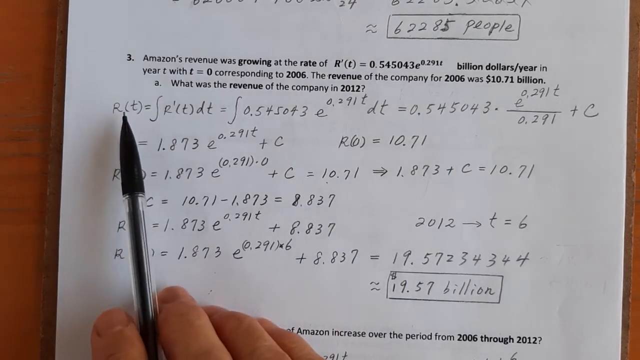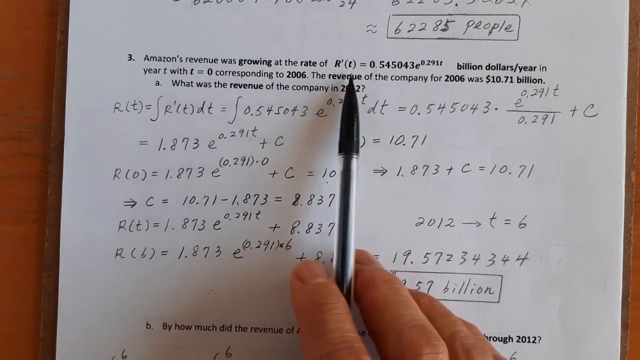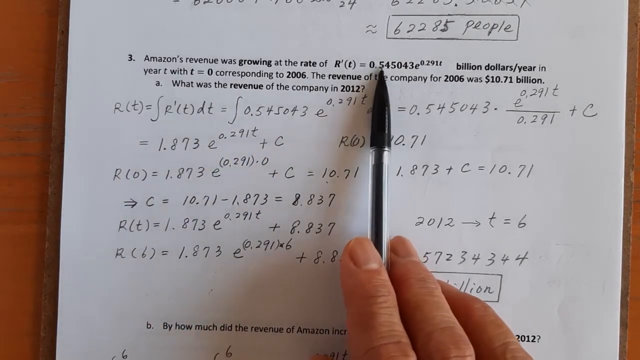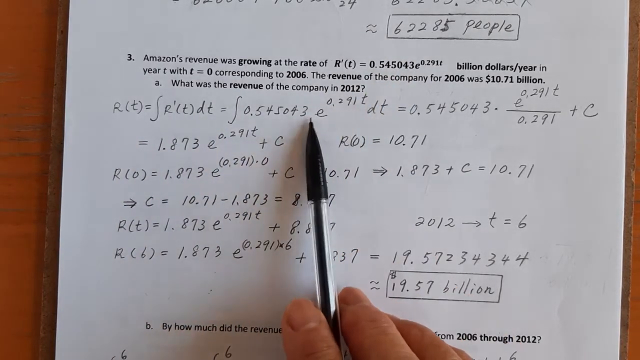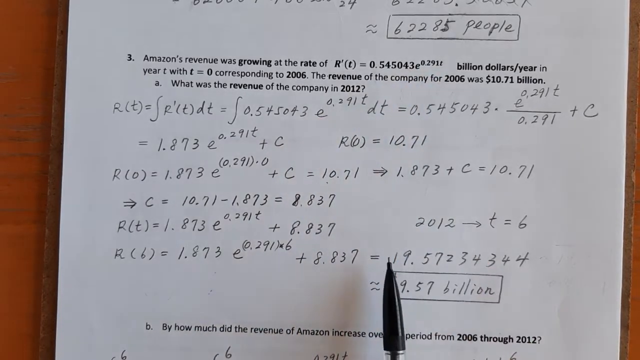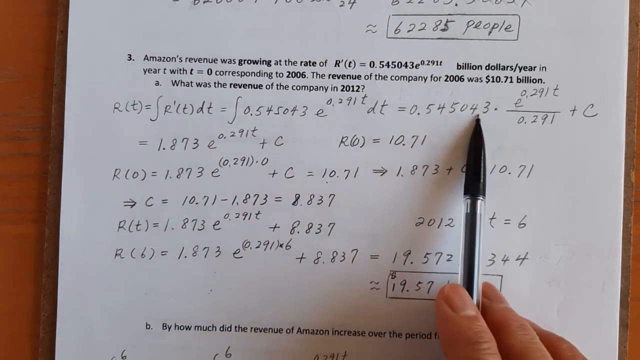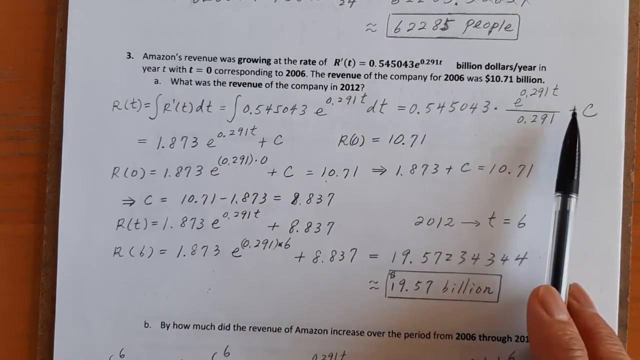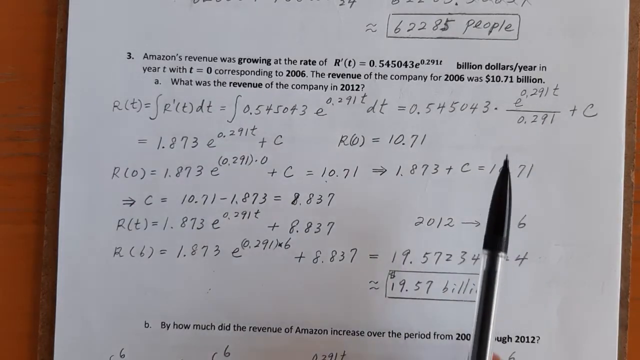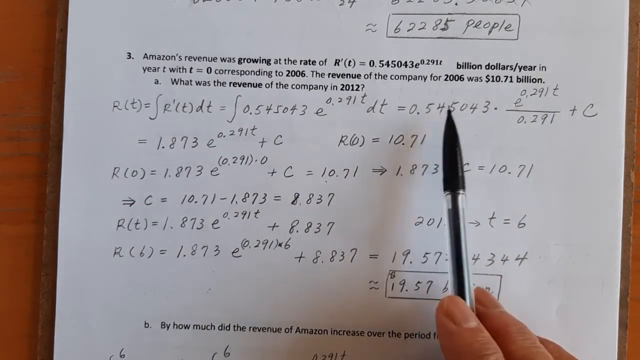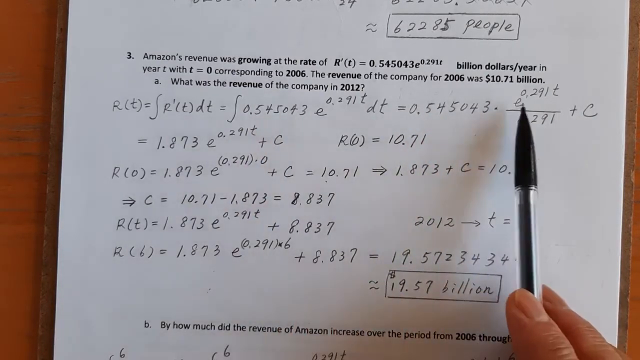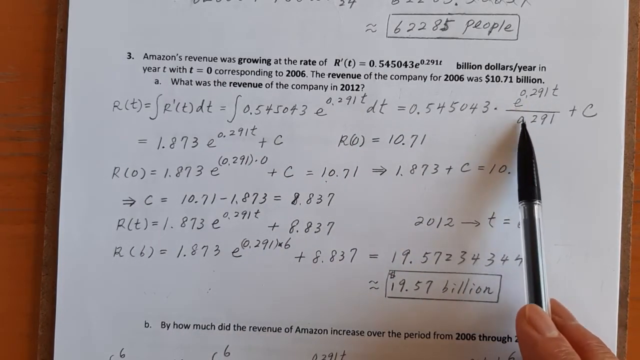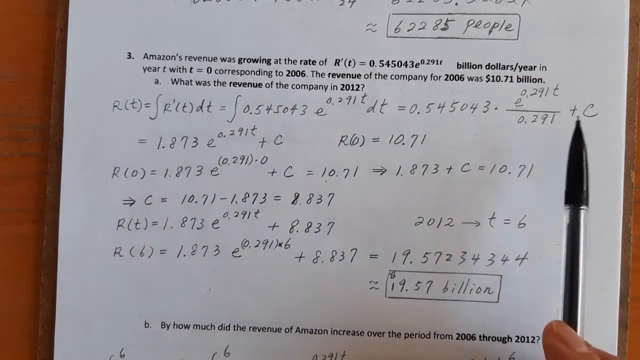So first of all, figure out the revenue function R of t. This is the growth rate R prime of t, so taking the integral gives R of t. It's the integral of 0.545043 e to the power 0.291 t. The scale factor comes out, and the integral of e is still e. Then you divide by 0.291 and add C. You can check it: take the derivative, 0.545043, e's derivative is still e, by the chain rule times 0.291, which cancels with the denominator and goes back to this. That's why you need to divide by 0.291.